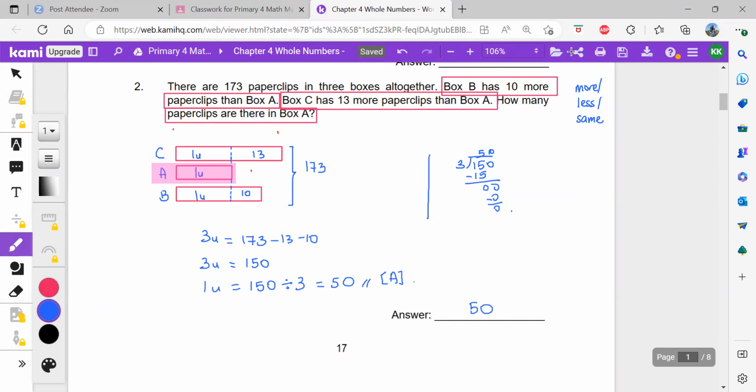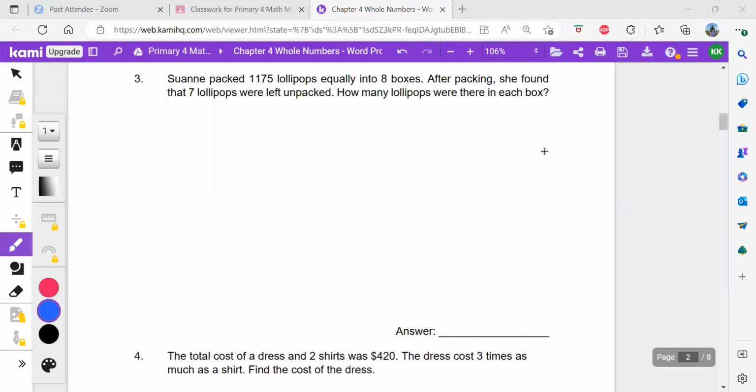All right, let's go to question 3. Suan packed 1,175 lollipops equally into 8 boxes. After packing, she found that 7 lollipops were left unpacked. How many lollipops were there in each box? So I have 1,175 lollipops into 8 boxes.